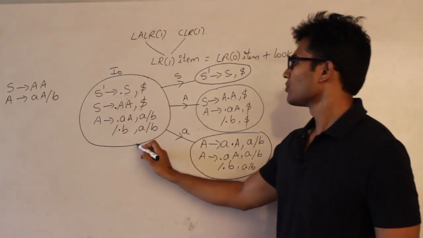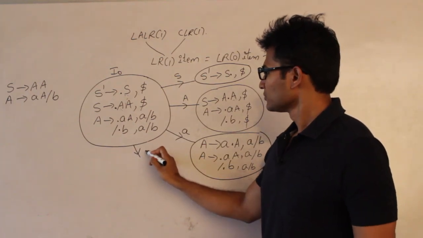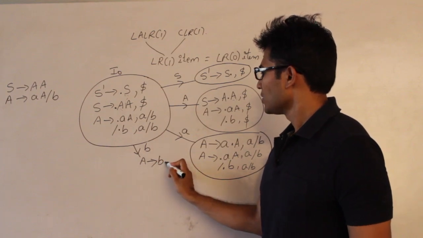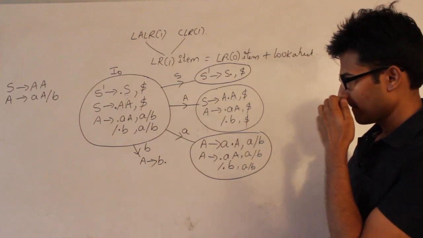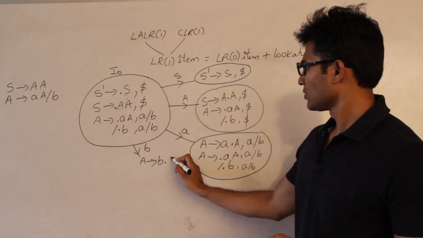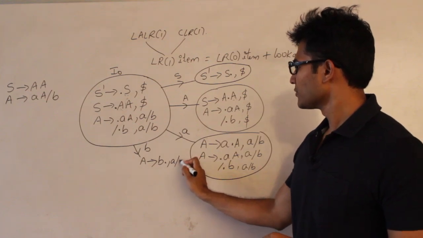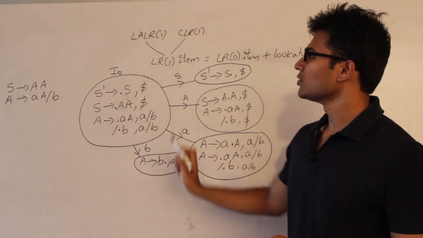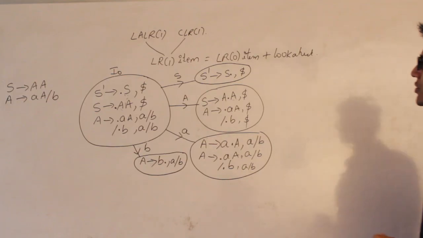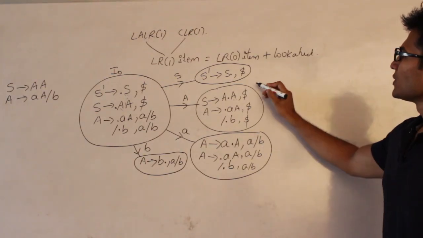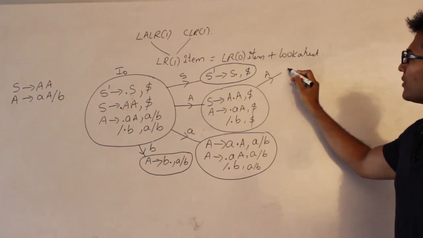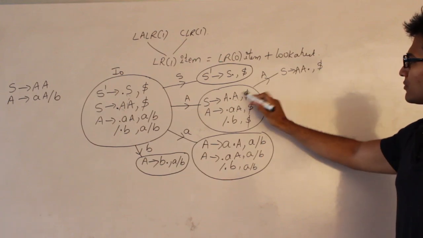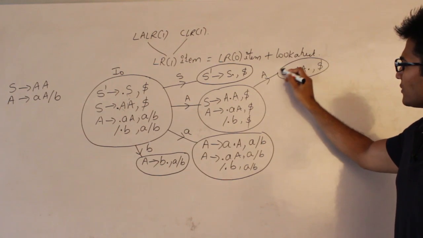And now this one on small b. On small b it is going to give A derives small b dot, and the look ahead is going to be A or B. While applying the transition, don't change the look ahead. While applying the closure, the look ahead might change, right? And now what about this on capital A? On capital A, S derives AA dot, comma dollar. We are not changing the look ahead, and this is the final item.